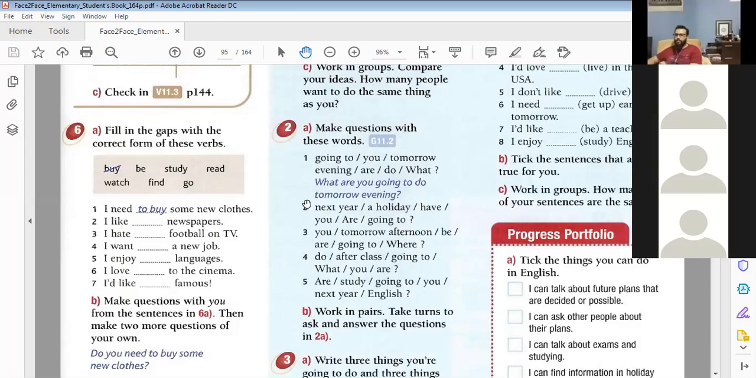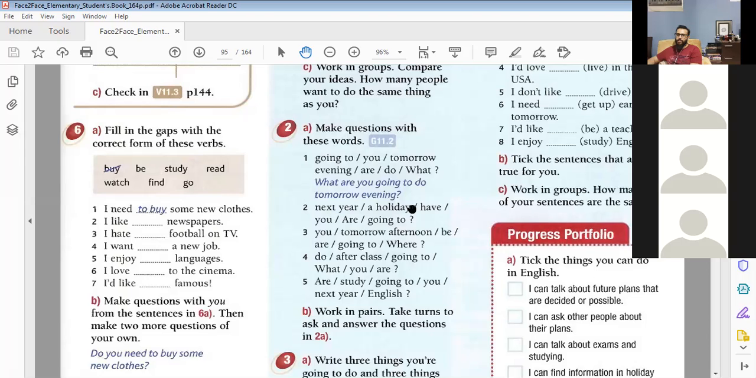Okay, Rashid, can you do number 2? Are you going to have a holiday next year? Good, very nice. Abdullah, can you do number 2 again? Are you have going to a holiday next year? Okay, Abdullah, I want you to listen to Rashid. Rashid, can you do number 2, please? Are you going to have a holiday next year? Correct.